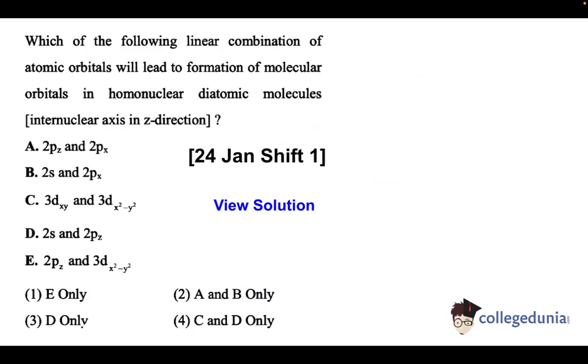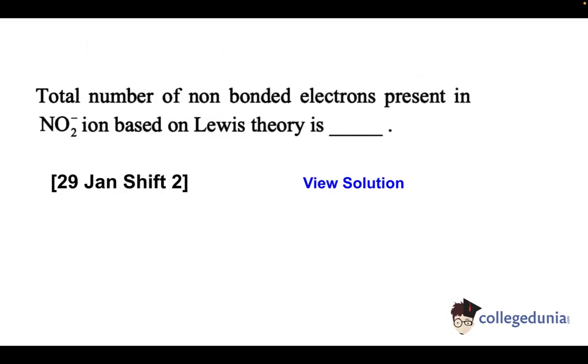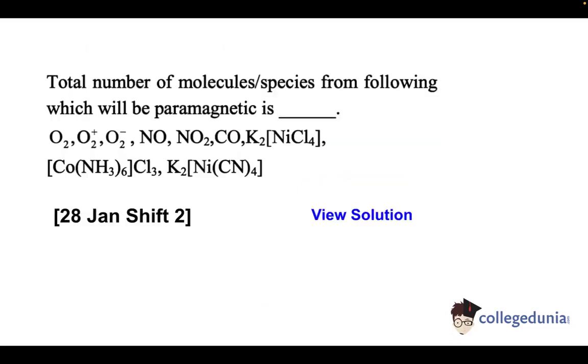Then moving on to next question. So here you need to calculate the number of non-bonded electrons according to the Lewis theory. Then again, if you know the concept of paramagnetic, then you would have easily solved this question. So I'm assuming that this type of questions will surely be there in April session.